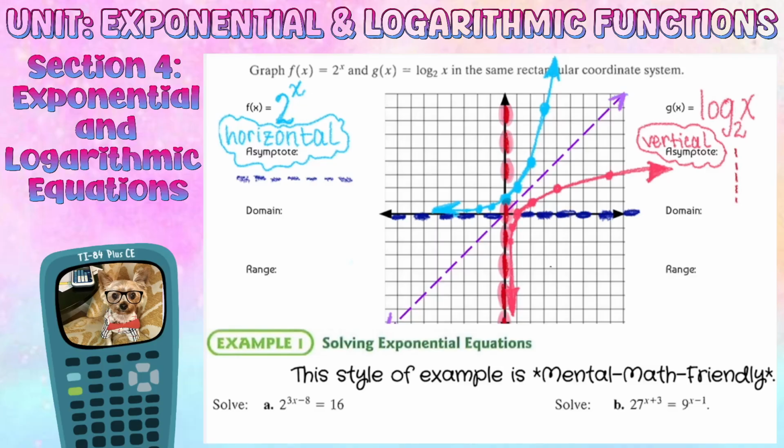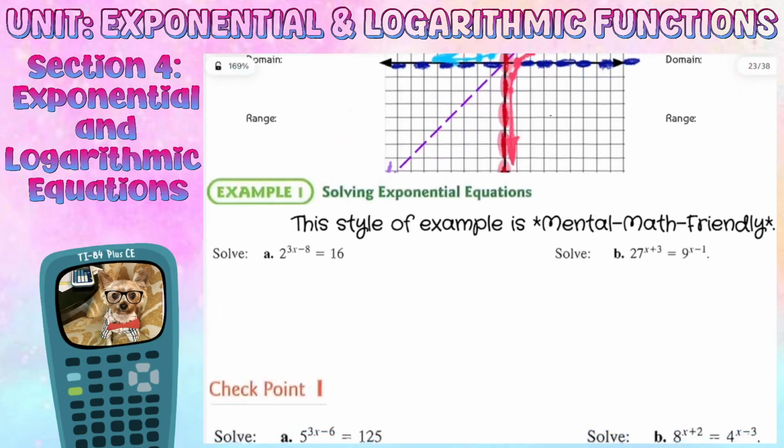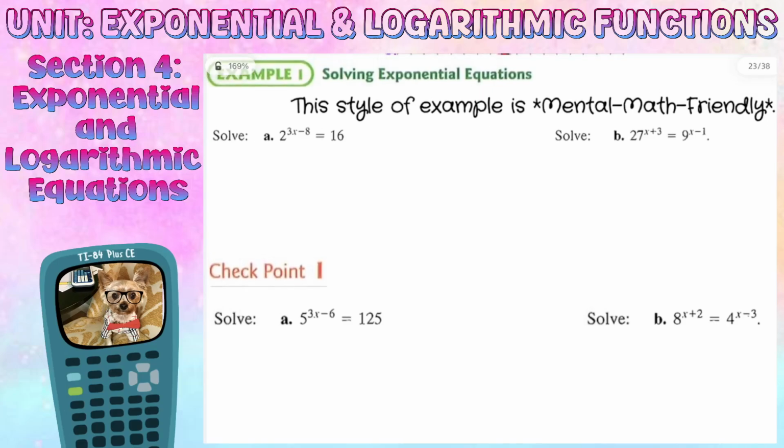What that allows us to do is to be very matter of fact with our work. If you want to say, well, 2 to this power equals 2 to that power, therefore this must equal that, bing, bang, boom, you're eliminating tons of obstacles and making solving so much better. So let's see what that looks like in examples. This style of example is mental math friendly. I believe maybe it's example 2 or 3. We'll get into examples that are less mental math friendly, which will require the use of a calculator.